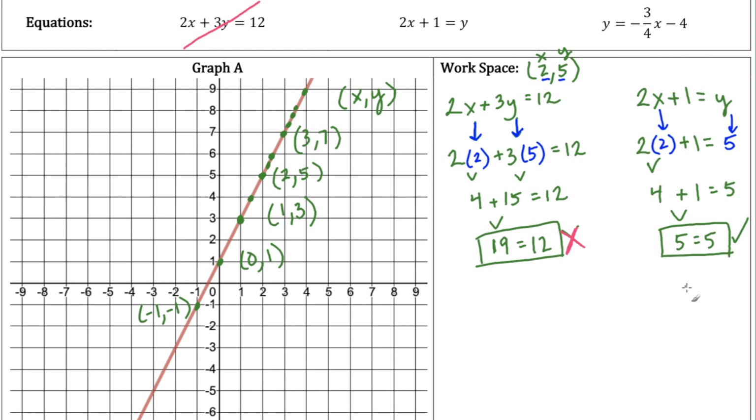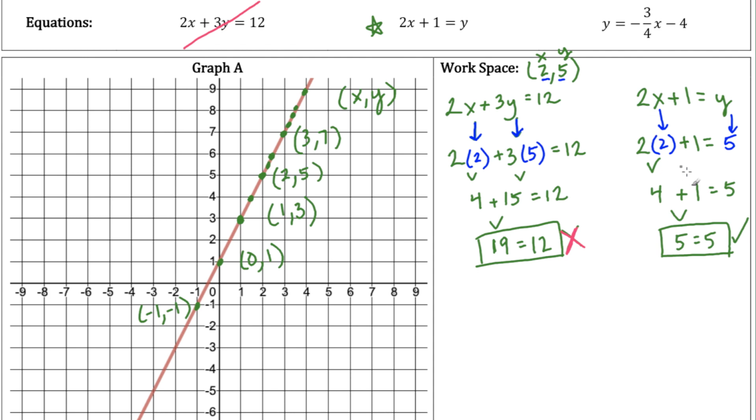Before we decide that this is the right one, this one looks good so far, right? We'll put a star next to it. Before we decide, let's try this other one, because there might be one that works in both equations, like one of these, 2, 5, 1, 3, 0, 1, 3, 7. In which case I would have to try another point also. So don't assume that just because it works in one, that's your answer. Make sure that it doesn't work in this other one, because you might have to try another point.